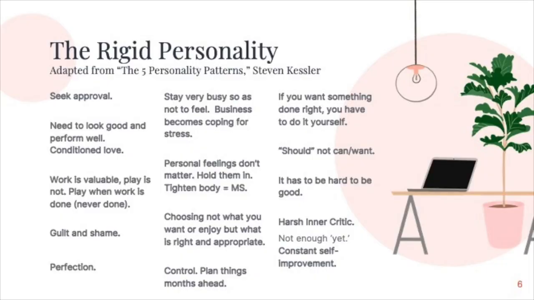Remember the decision making: choosing not from what you want or enjoy, but from what is right and appropriate. This need to control and to plan things months in advance. And then some of the quotes that people with the rigid personality live by is, if you want something done right, you have to do it yourself, right? Or it has to be hard to be good.